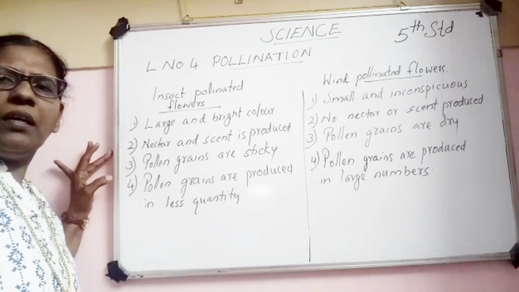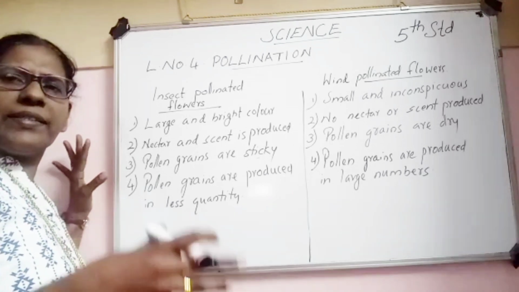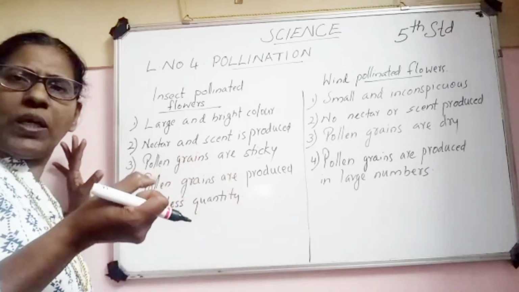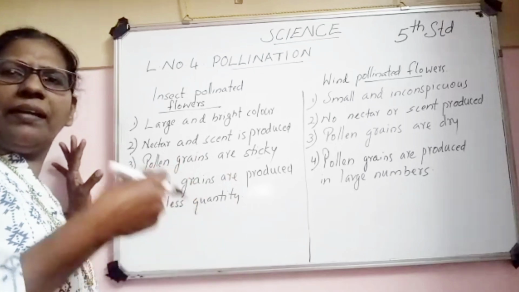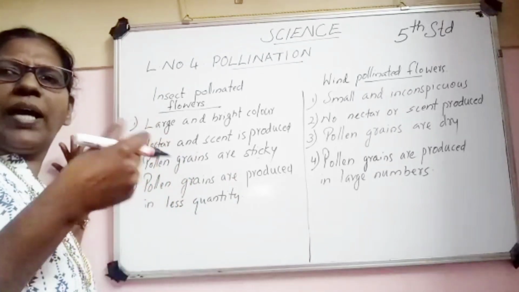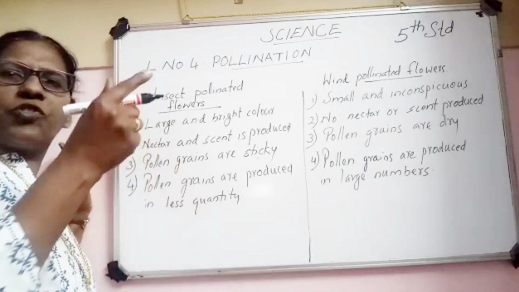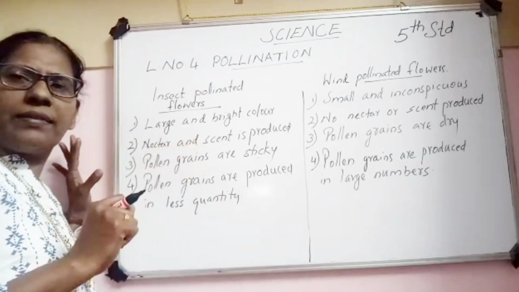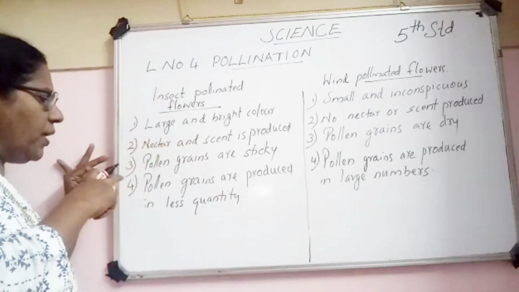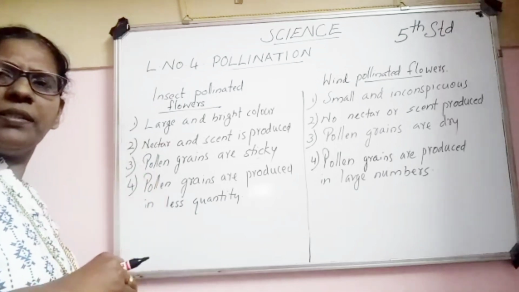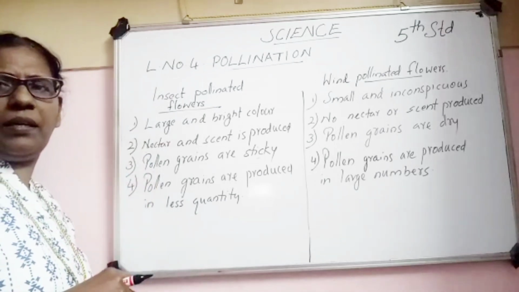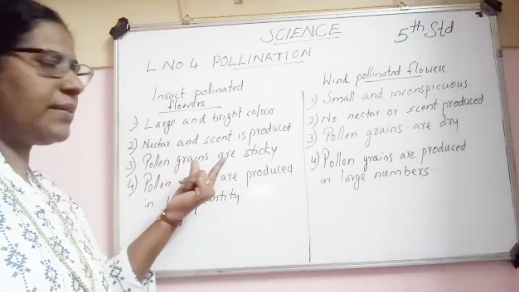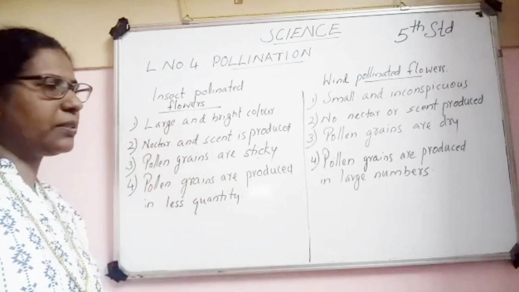I already said insects visit the flower, and when the pollen grains are sticky, only then do they stick to the legs of the insects, and the insects can carry them on their legs to the other flower. When they go and sit on the other flower's stigma, the pollen grains are transferred to that stigma. So that is the process. Here in insect pollinated flowers, the pollen grains should be sticky, otherwise insects cannot carry them.